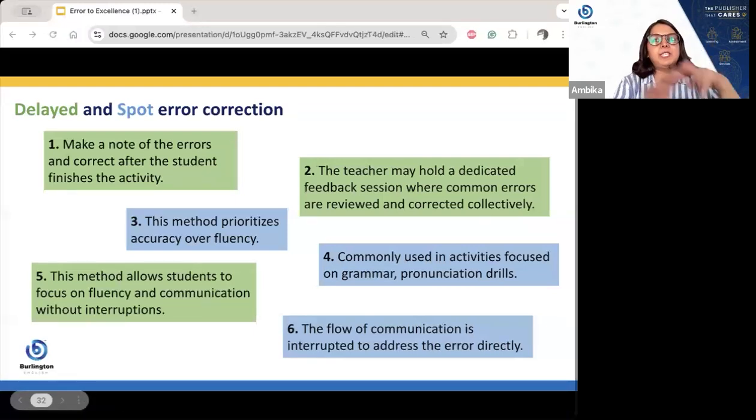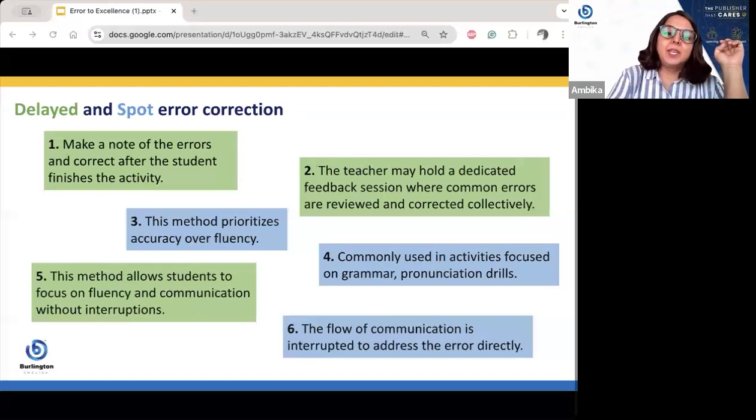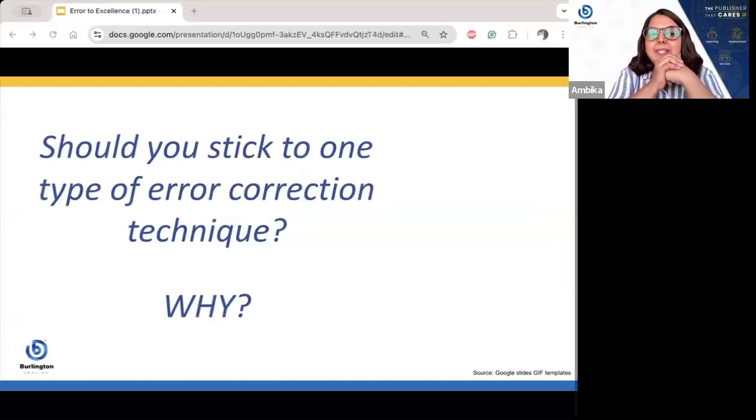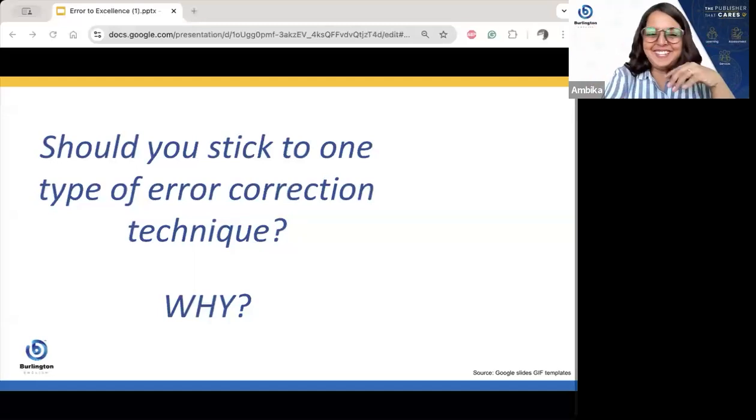So now that we've seen who gets to correct, how we do the corrections, when should we do the corrections, how do we execute the corrections, tell me, is it ideal to just stick to one type of error correction? Should we just stick to one type or should we follow a pattern? What's your opinion? The takeaway is already there.